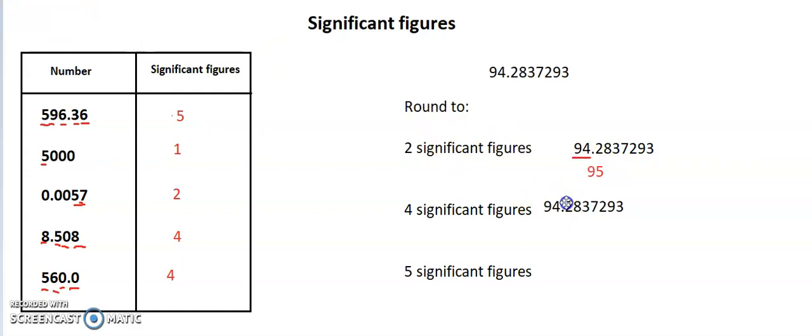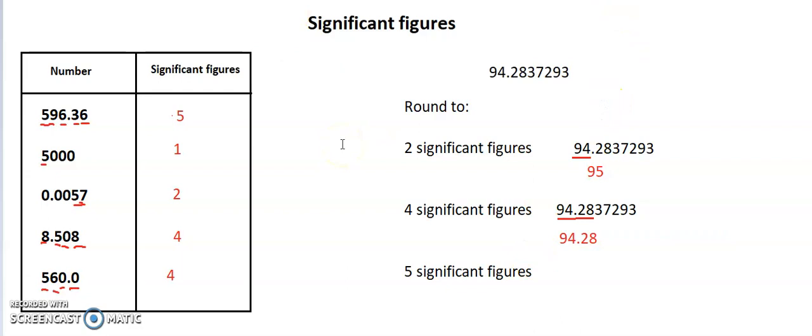Let's have a look at the next part, and it says 4 significant figures, which means it's going until the hundredths. So looking at the next decimal, the 3, it rounds down. So it just stays as 94.28.